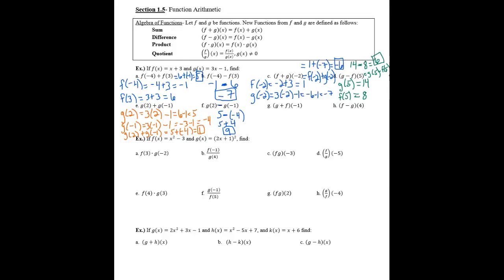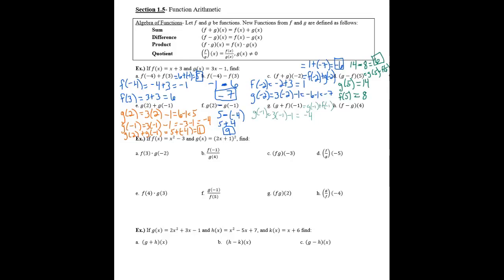Part G is G plus F of -1. So we are really finding G of negative 1 plus F of negative 1. Notice that the G comes first, but it's addition. And addition you can do in any order you want. So this one's not going to mess us up if we didn't do it in the right order, but it's always important to pay attention to the order that you're given. So looking at G of negative 1 first, we're plugging it in. 3 times a negative 1 minus 1. We'll get a negative 3 minus 1, which is negative 4.